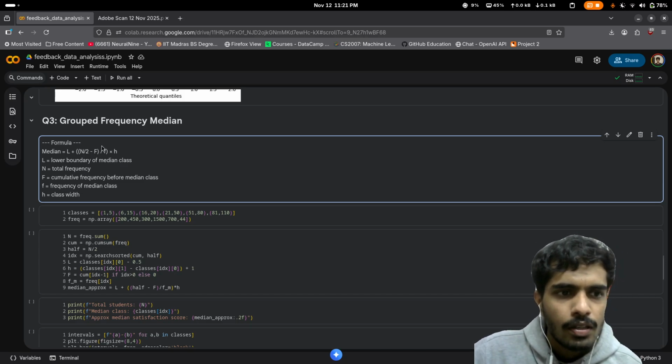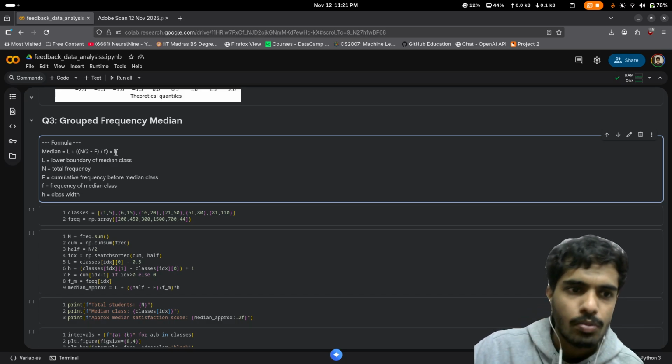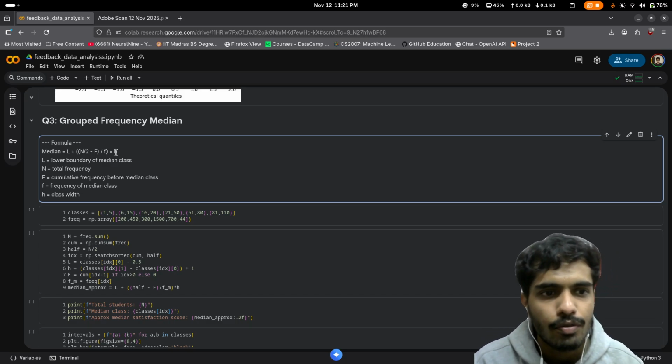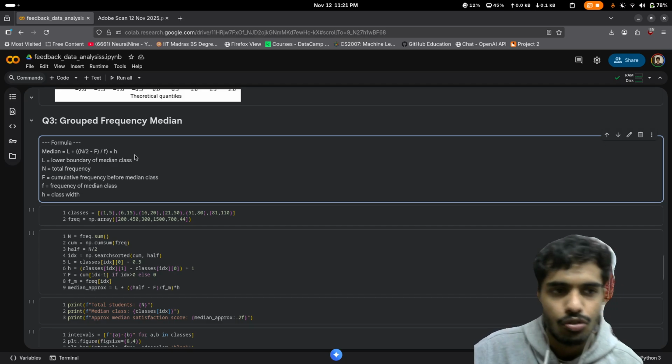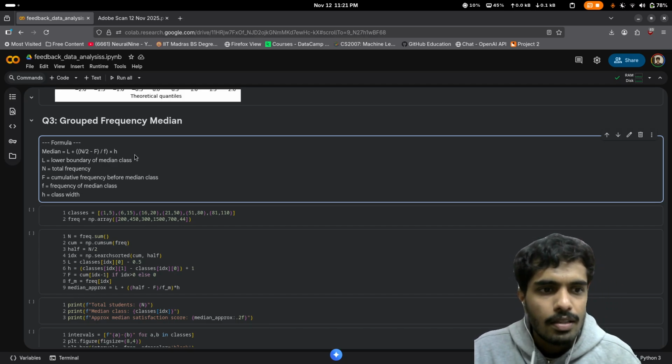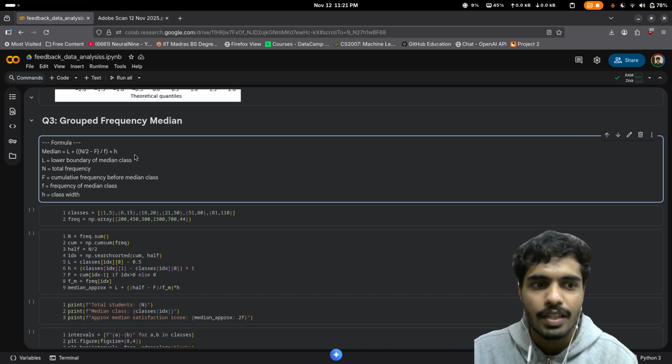So inside our Colab notebook, we will solve this question using Python. The median formula is L plus (n by 2 minus F) divided by small f, times h, right? Here capital L is the lower boundary of the median class, n is the total frequency, F is the cumulative frequency before the median class, small f is the frequency of the median class, and h is the class width.